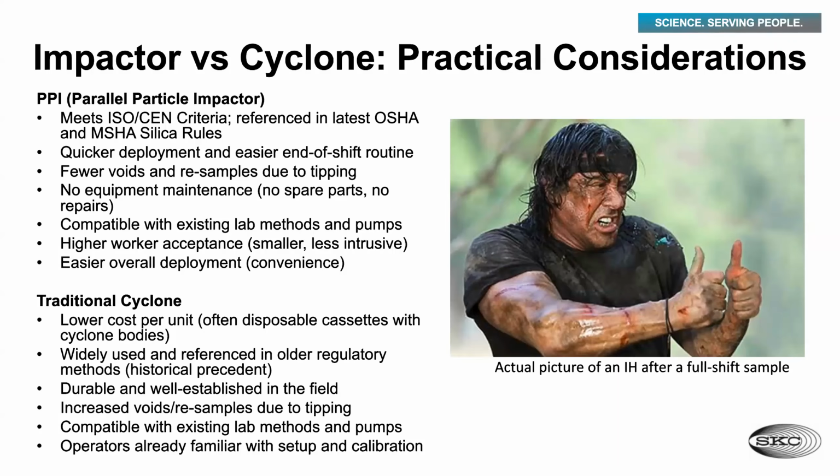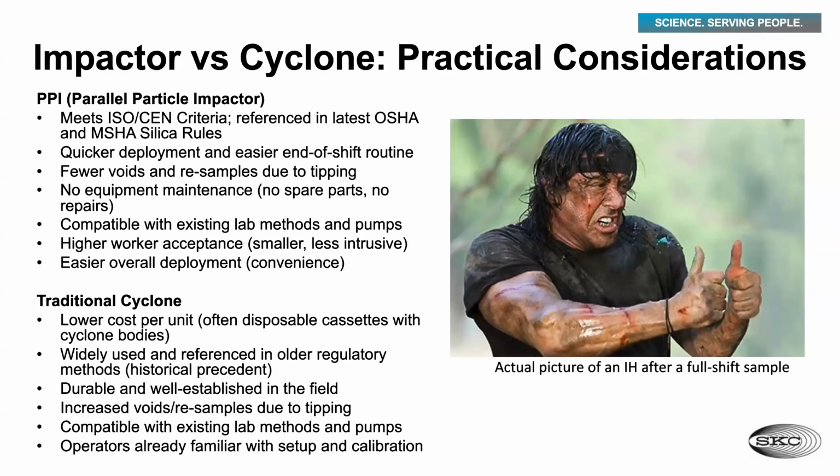As far as cyclones go, it's cheaper to sample with a cyclone because each 37 millimeter cassette is about $5, so they're very inexpensive. They've been used for decades. They're referenced in older regulatory methods. They're very durable and well established across the industrial hygiene field as a whole, not just in the US, but around the world.